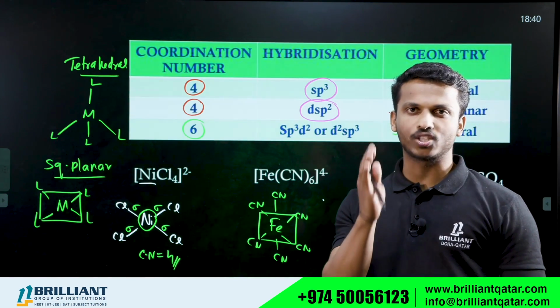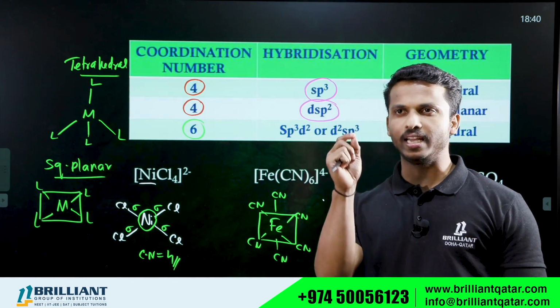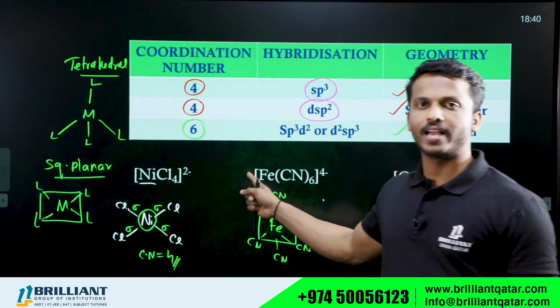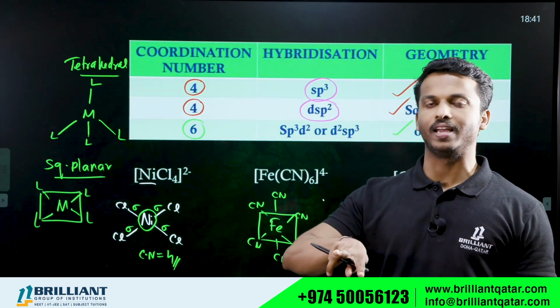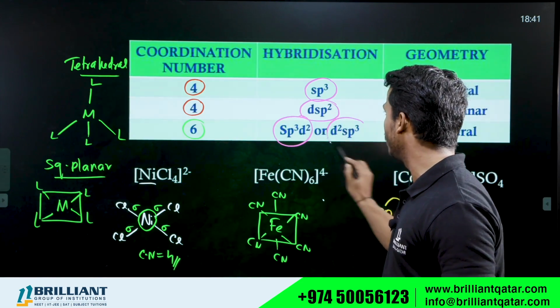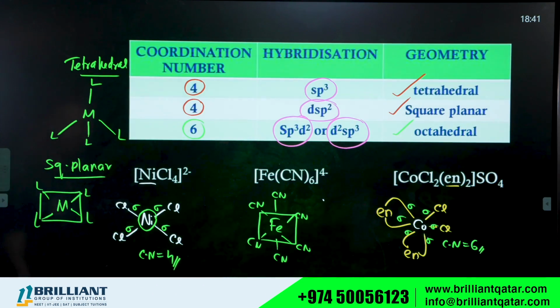If the hybridization is sp3, tetrahedral. If the hybridization is dsp2, square planar. If the hybridization is sp3d2 or d2sp3, both are octahedral. Please learn this table now. Pause the video and study the table. I'm going to the next topic.